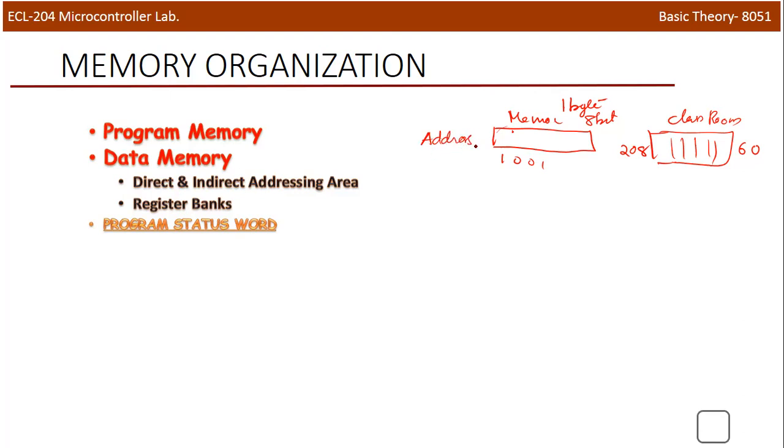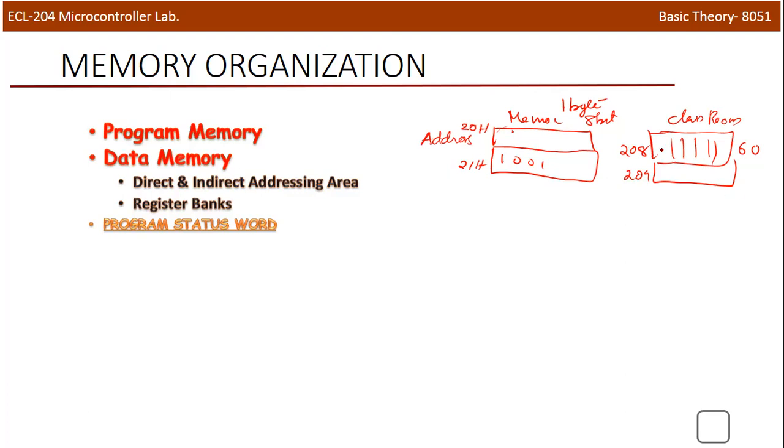And the address is usually represented in binary, or for convenience, we will represent the address in hex also. Similarly, there will be other rooms. So, for example, the nearby room normally will be represented as 209. Similarly, if this room number is 20H, so if you represent it in hex, that will be easy. The next room is 21H. So this is a basic idea about memory.